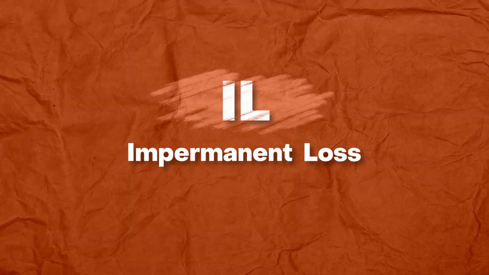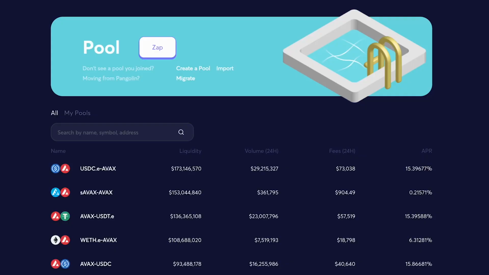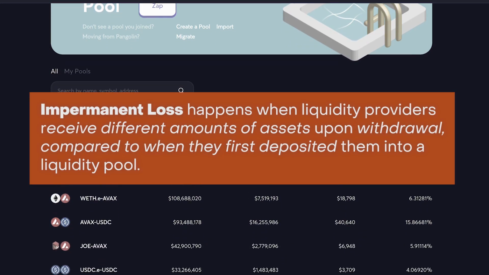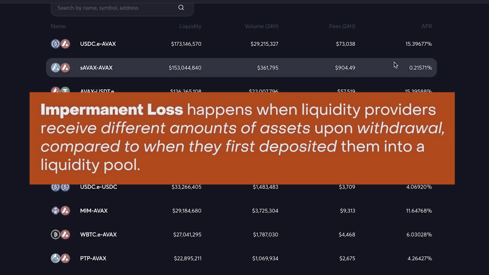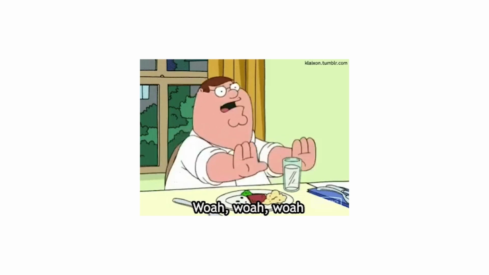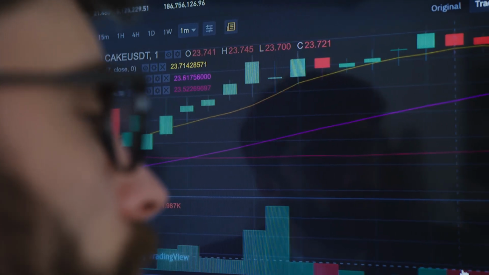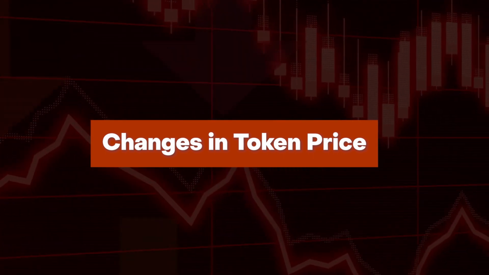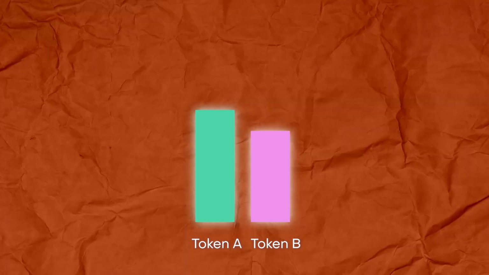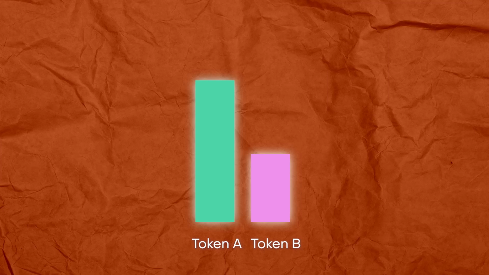Impermanent loss happens when liquidity providers receive different amounts of assets upon withdrawal compared to when they first deposited them into a liquidity pool. Wait, but why does this happen? This happens when there are changes in token price, which affects the composition of the liquidity pool, resulting in you having slightly less or more of a particular token.